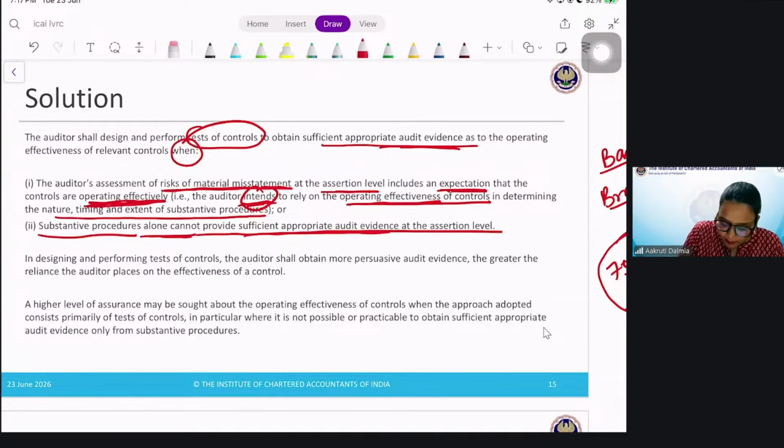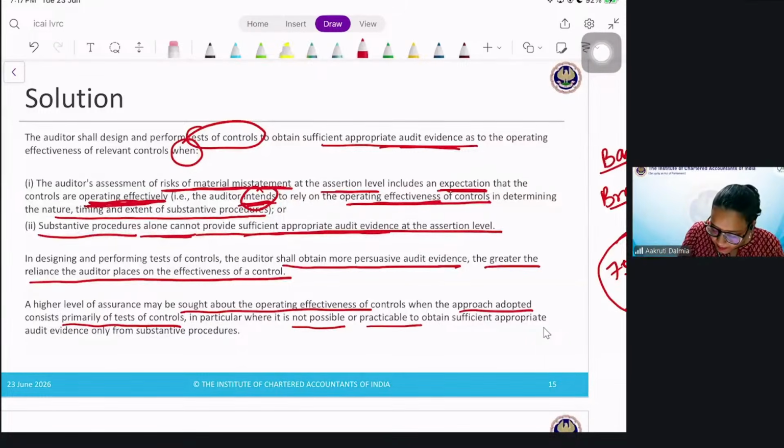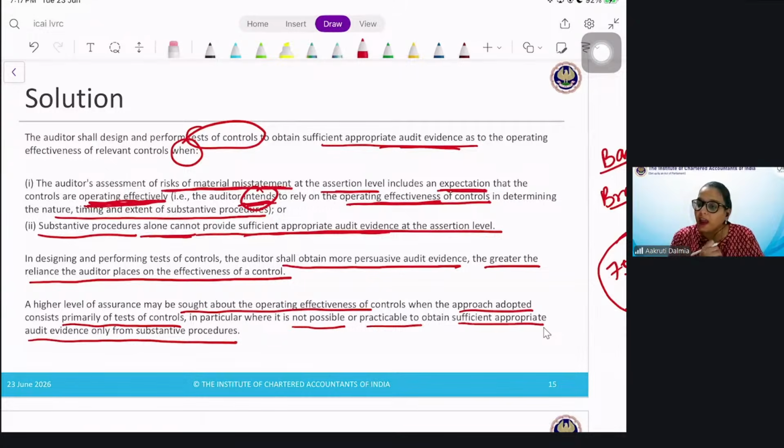In designing and performing tests of control, the auditor shall obtain more persuasive audit evidence, the greater the reliance the auditor places on the effectiveness of the control. And last, a higher level of assurance may be sought about operating effectiveness when the approach adopted consists of tests of controls, in particular where it is not possible or practical to obtain sufficient audit evidence only from substantive procedures. So where it is not possible to obtain all the evidence from substantive procedures, then you have to change your approach and rely on checking the effectiveness of control.